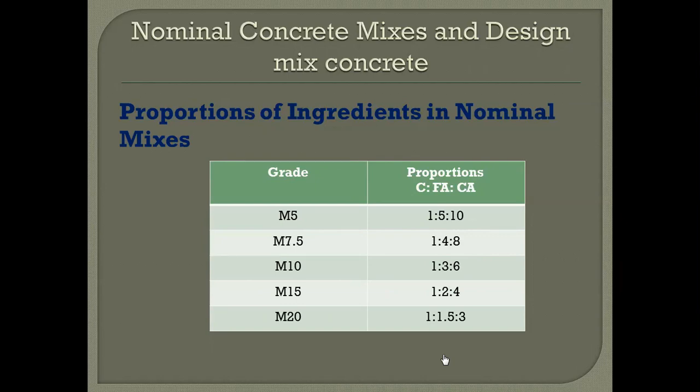Similarly, if you are using M20 grade concrete for construction work, you cannot use the mix design because it comes under the category of nominal mix. For M20, the mix proportion is already fixed, that is 1:1.5:3. That proportion only we have to use for our construction work. You cannot do the mix design for these nominal mixes, that is M5, M7.5, M10, M15 and M20. So these are called nominal mixes.